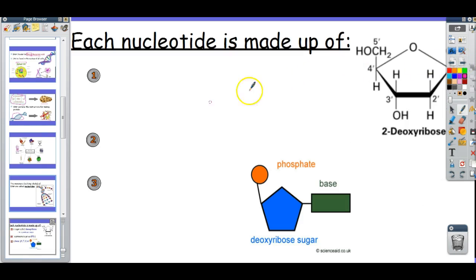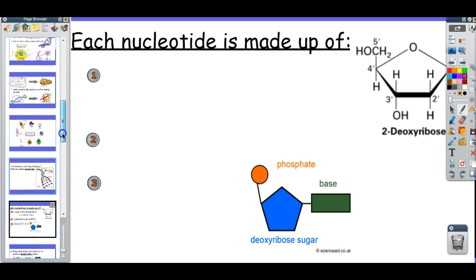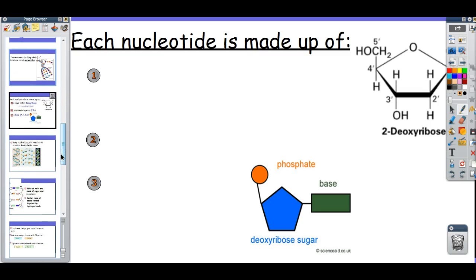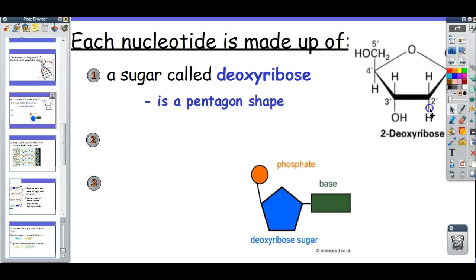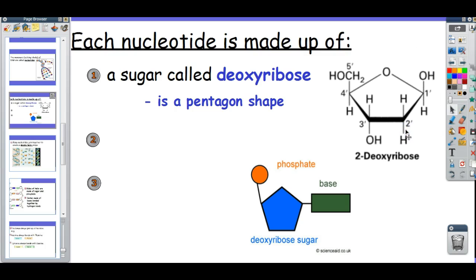So what the heck is a nucleotide then? Well, as you guys saw in that worksheet you just did, a nucleotide is made up of 3 different parts, okay? So each nucleotide is made up of 3 parts. The first part is a sugar, and this sugar is called deoxyribose. I'll let you write that.